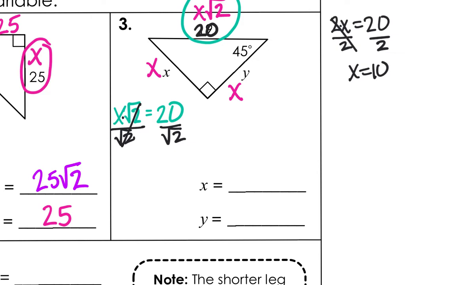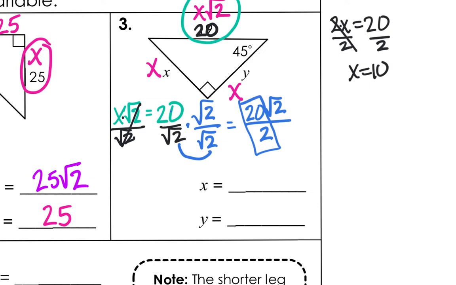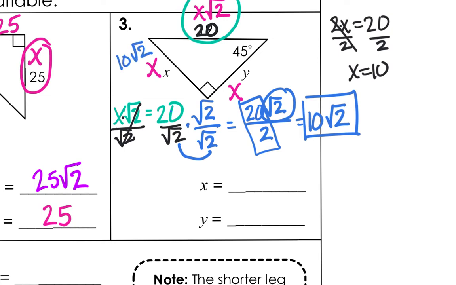If you recall from when we simplified radicals, you cannot have a radical in the denominator. So I'm going to rationalize by multiplying by the square root of 2. So 20 times the square root of 2 is 20 square root of 2. The square root of 2 times the square root of 2 is 2. Now I can simplify the 20 over 2, because 20 divided by 2 is really 10. But the square root of 2 in the numerator still exists. So that means my legs are 10 square root of 2.